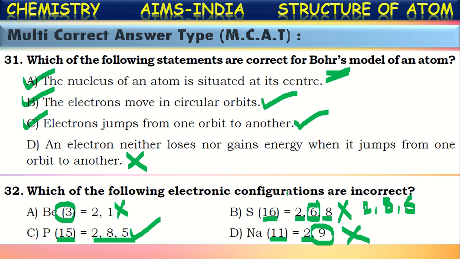Now what are they asking in the question? Which of the following electronic configurations are incorrect? So the first one is incorrect, the second and the fourth. These four are incorrect configurations. This one is a correct configuration. Okay. Now the answer will be A, B, C, D.